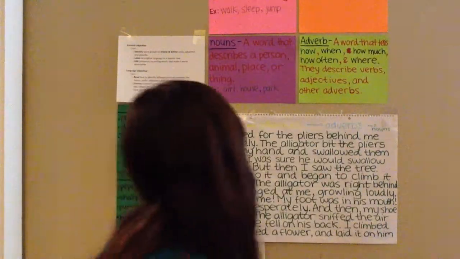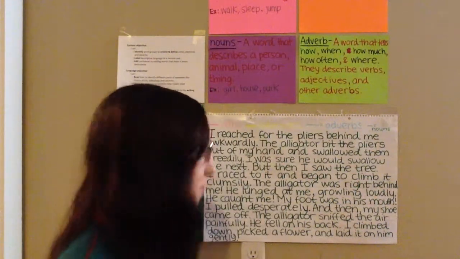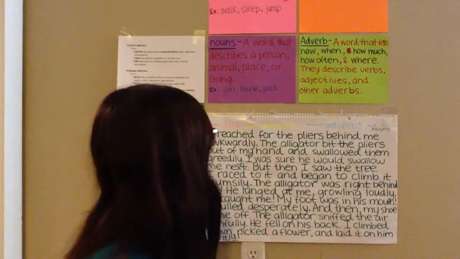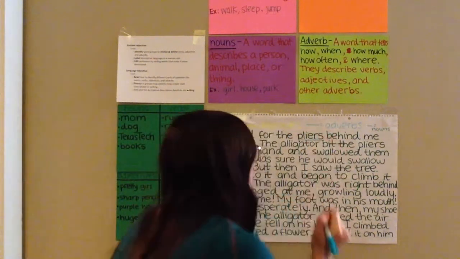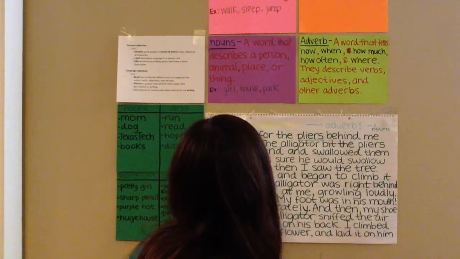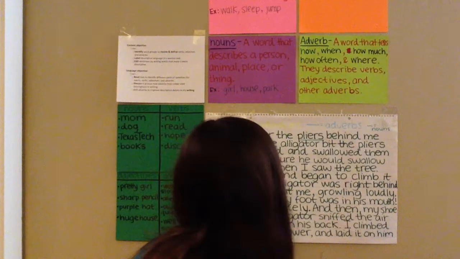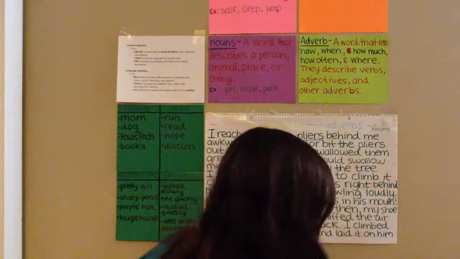First sentence says, I reached for the pliers behind me awkwardly. Let's go through first and find the nouns. So pliers is a noun because that's a thing, and I know that nouns are people, places, things, or animals. And I do not see any other nouns in my sentence, do you? Good. That's all the nouns.